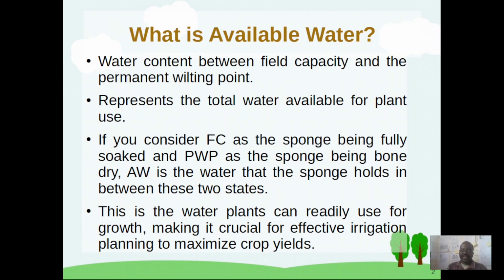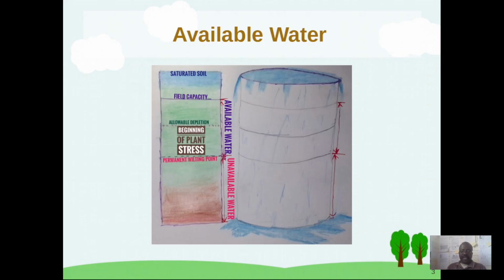This is the water plants can readily use for growth, making it crucial for effective irrigation planning to maximize crop yields. So when we look at this diagram, our available water is this part here. And our field capacity is at this point, our permanent rooting point is at this point. So when we consider the amount of water which is here, this is our available water. Because the water below here is unavailable to the plant, and the water at this point is also unavailable to the plant.